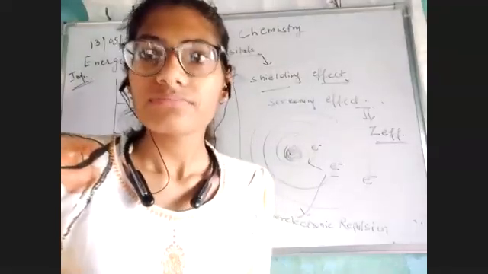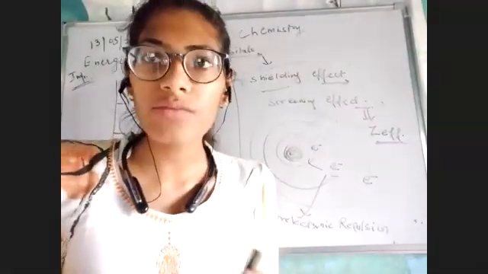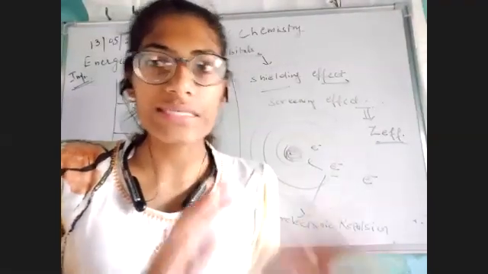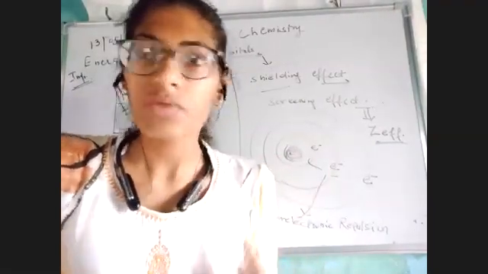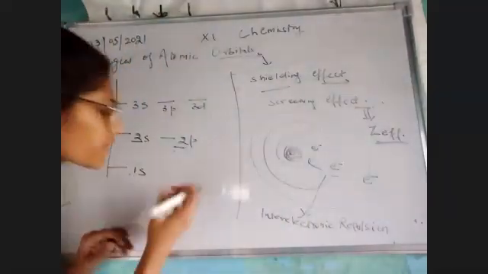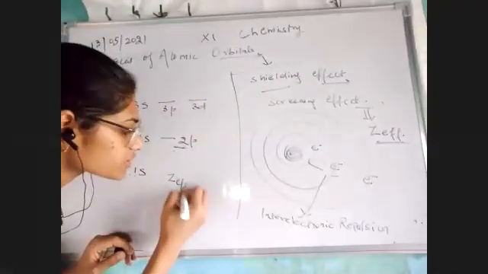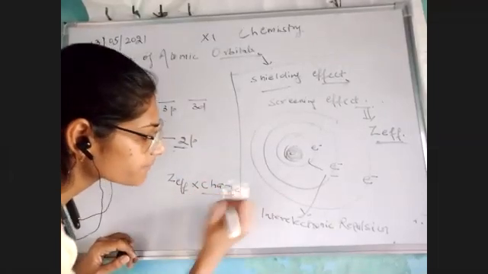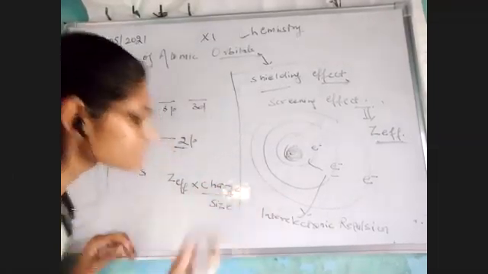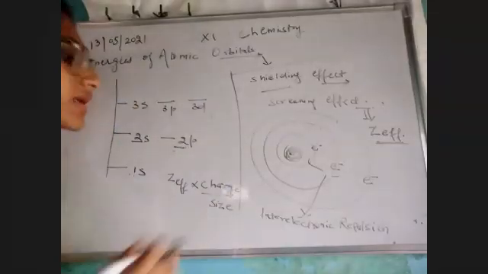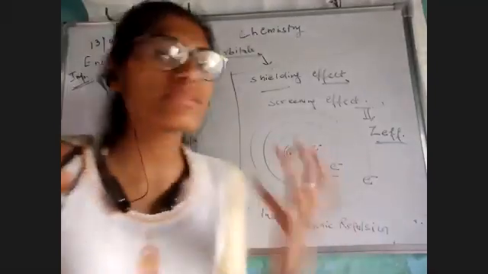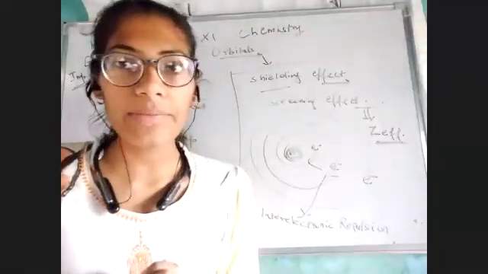Okay. Now the point is, how can we say about this Z effective? Does it depend upon some properties? Quite obviously, this Z effective is directly proportional to charge upon size. Charge upon size. That means, if I'm talking about the charge, suppose your nucleus has the maximum positive charge. So what is the benefit?